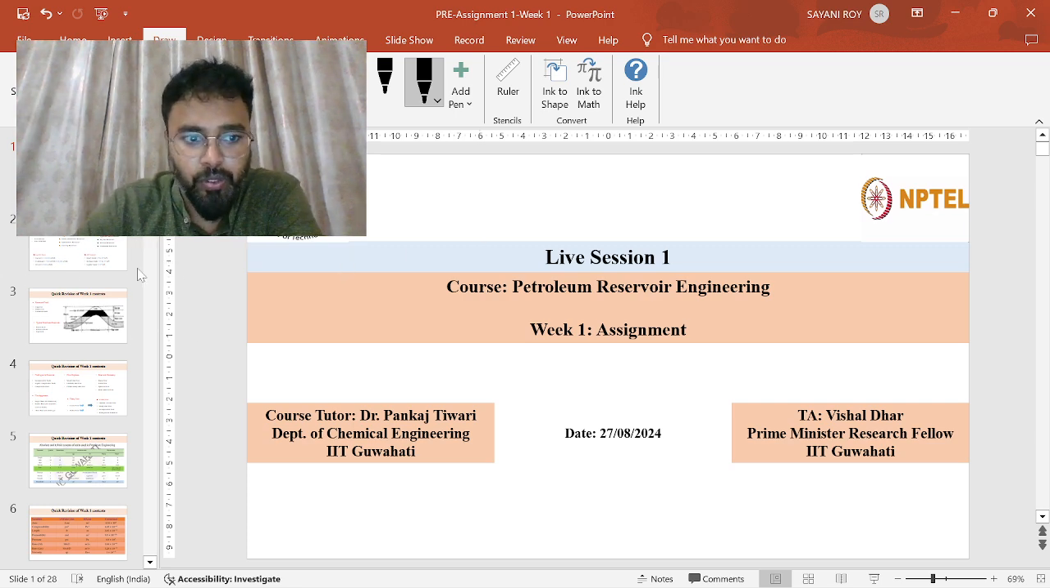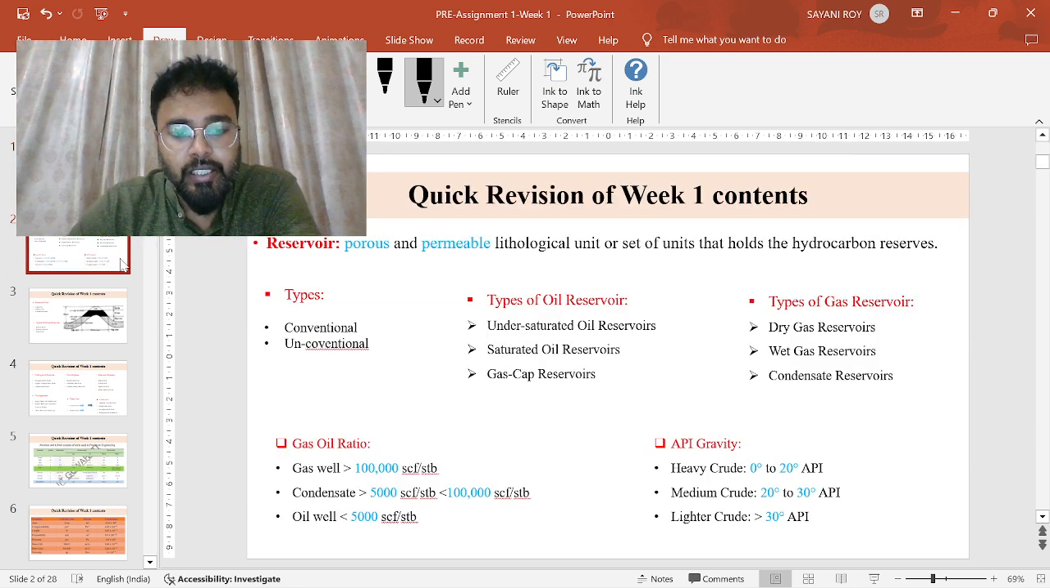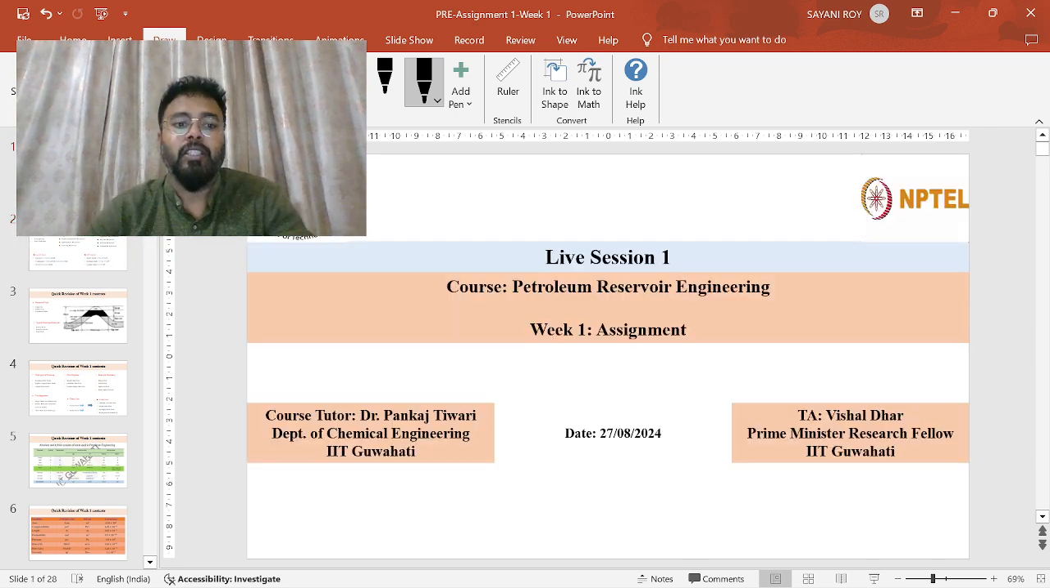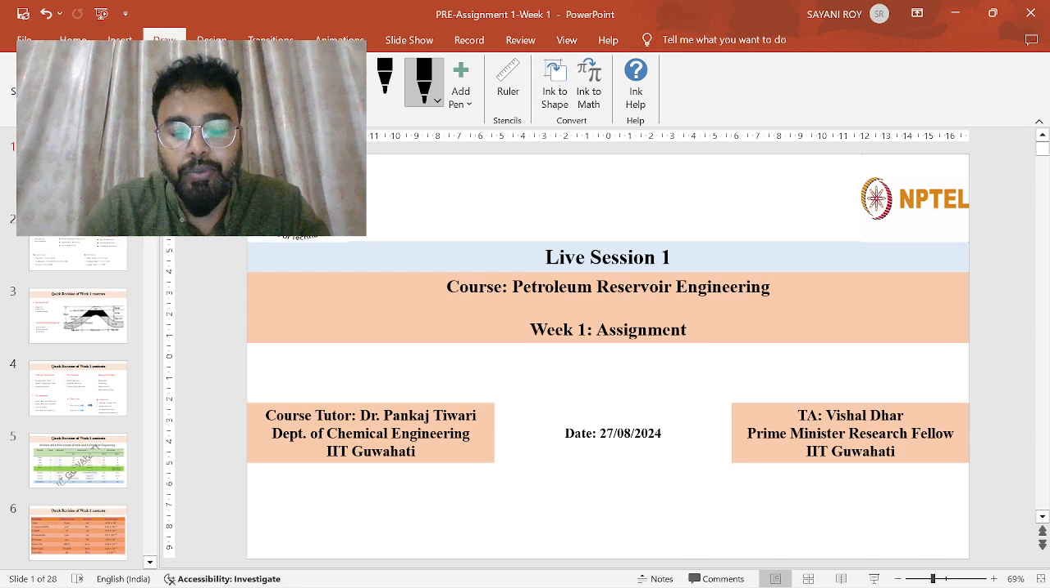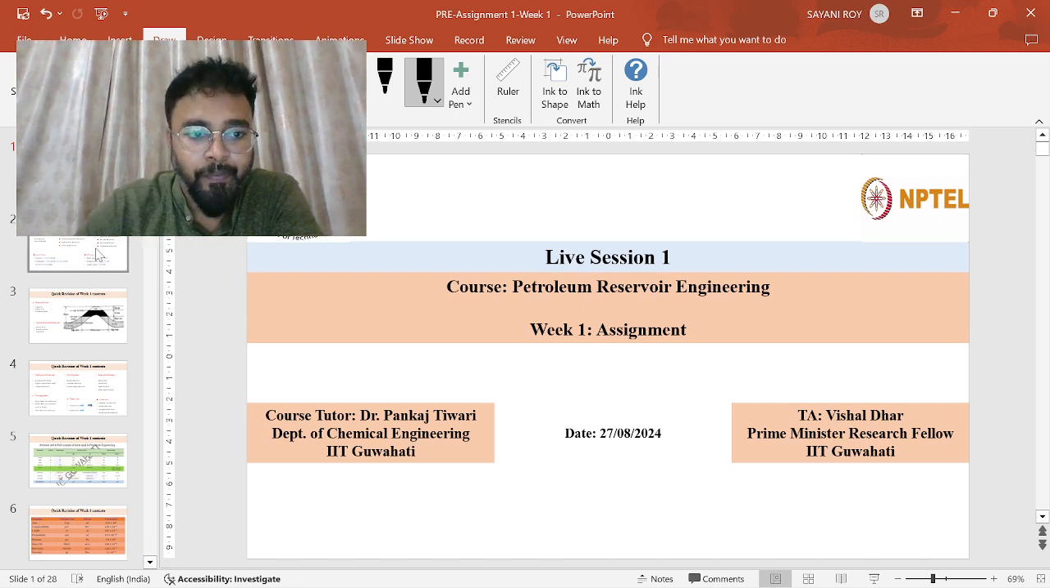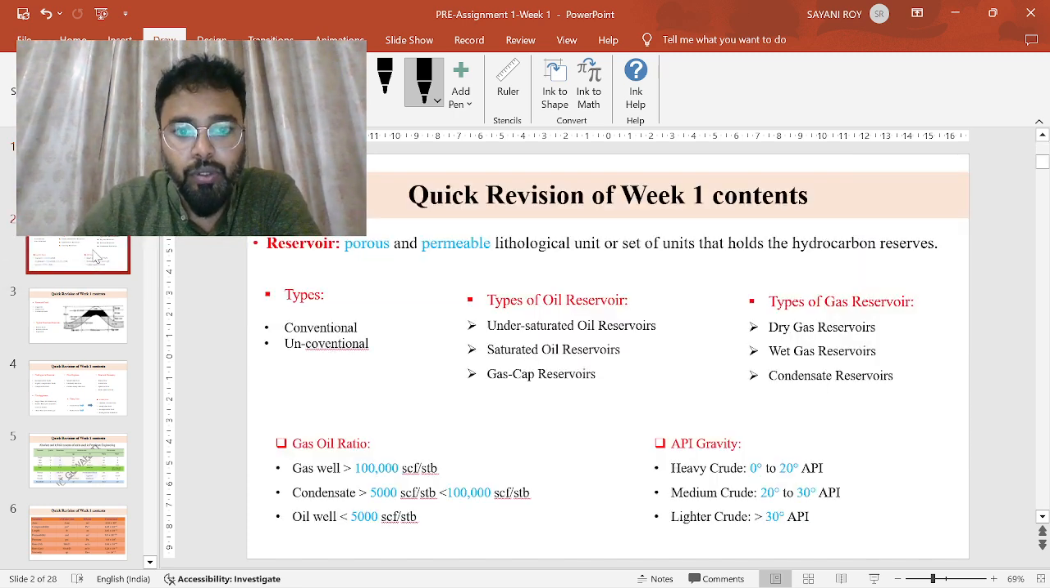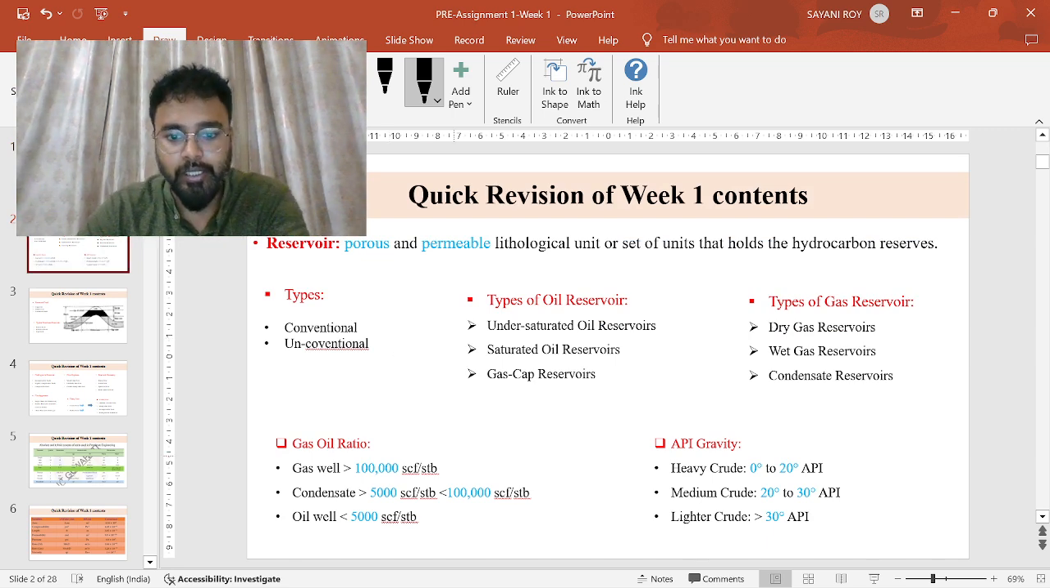Before starting the first week assignment, that is from the previous year, 2023, I will be solving the assignment so that you can relate these assignments with your current year and do the assignments by yourselves. So first we'll go through a quick revision of the first week contents.